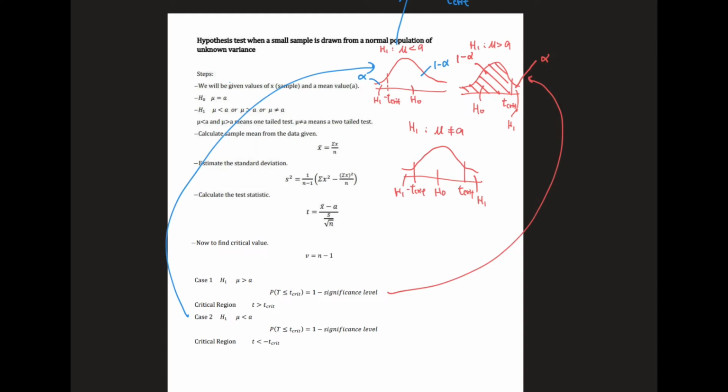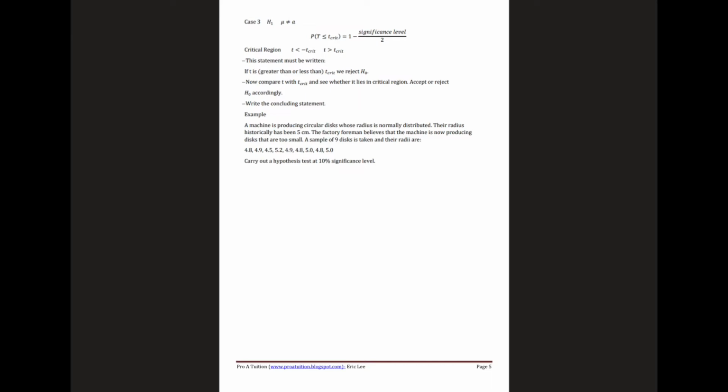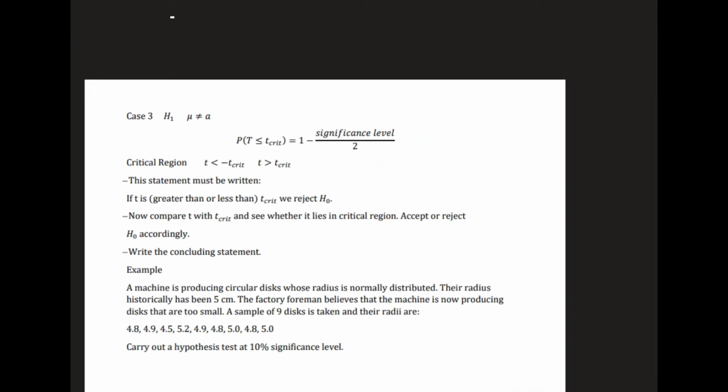Now let's move on. We have the next page, case 3. Case 3 is where mu is not equal to A. If you still remember just now, we have a two-tail test. So here is alpha over 2, here is also alpha over 2. We take the significance level, divide by 2, and give it to the two tails. So the t critical is here, and the negative t critical is here.